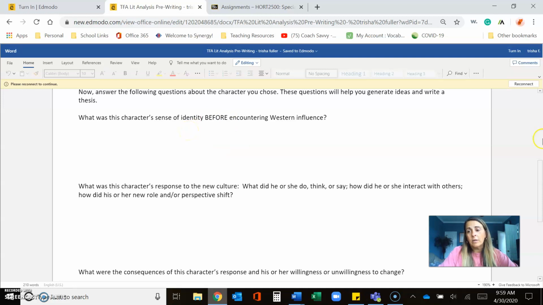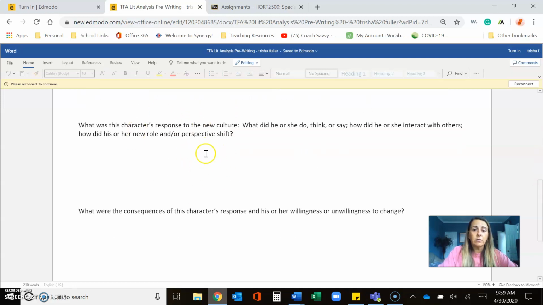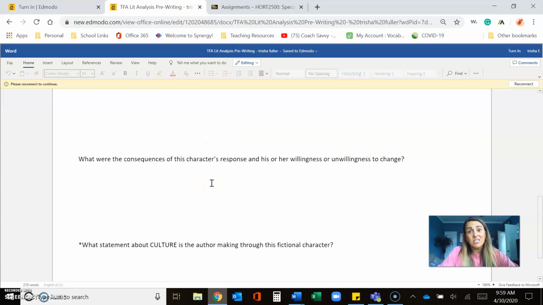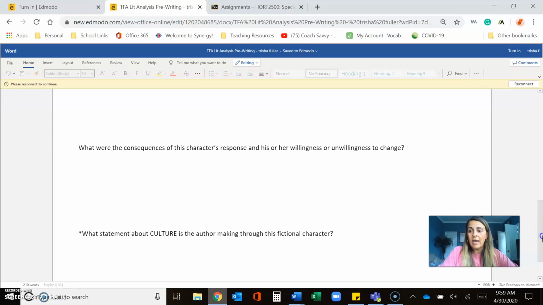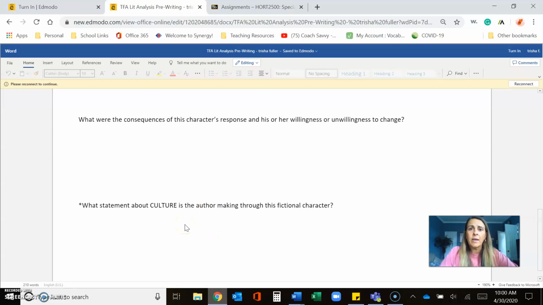1, before Western influence, paragraph 2, after Western influence, paragraph 3, the consequences of how this character reacted, and then a conclusion, which might be a little bit longer of a conclusion than you're normally used to writing, because this is where you'll really be digging in to that thematic significance and drawing those conclusions about humanity and human nature and how we can apply the lessons learned to daily life and the human existence.